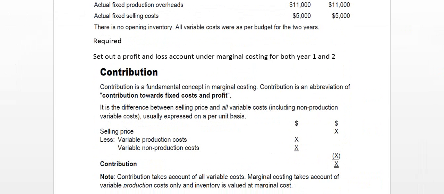The key to remember is contribution. How do you calculate contribution? Contribution is selling price minus the variable production cost minus the variable non-production cost.